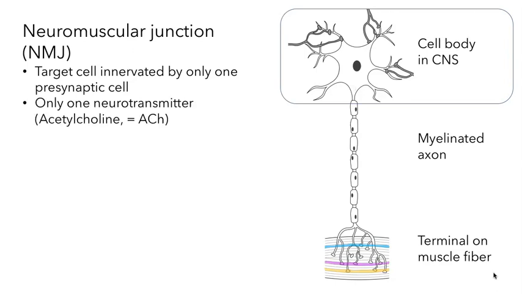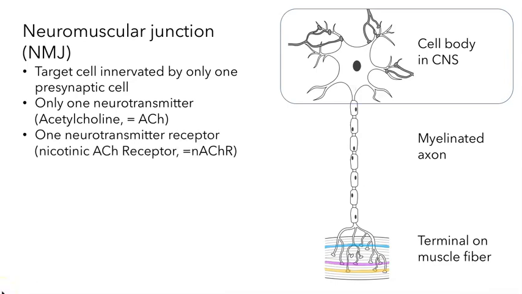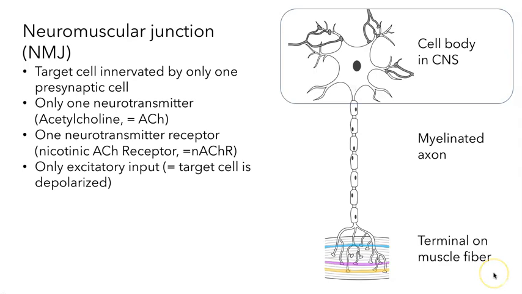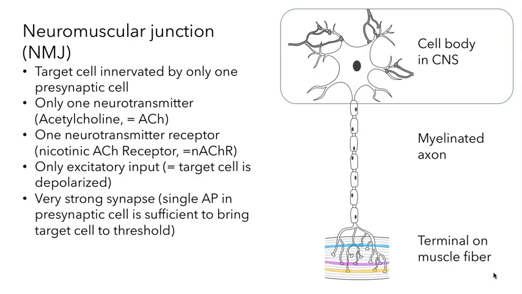There's only one neurotransmitter at the synapse, it's acetylcholine. There's only one neurotransmitter receptor expressed on the target cell, it's the nicotinic acetylcholine receptor. And there's only excitatory input, and what I mean by that is that the target cell is depolarized when the synapse is active. In addition to that, this is a very strong synapse, and what I mean by that is that a single action potential in the presynaptic cell is sufficient to bring the target cell to threshold, and we'll see that this is very different in central synapses.